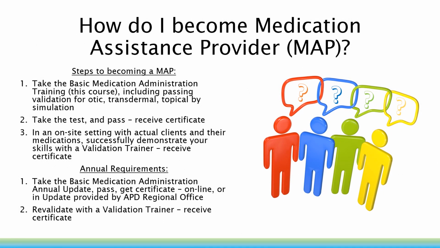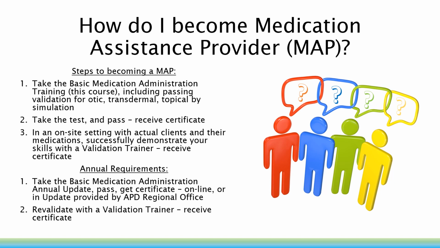The question comes, how do I become a medicine assistance provider, in other words, a MAP? These are the steps that are required. You're going to take the basic medicine administration training course, which is what you're in now, including passing the validation for OTIC, topical by simulation, take the test and pass it and receive a certificate.